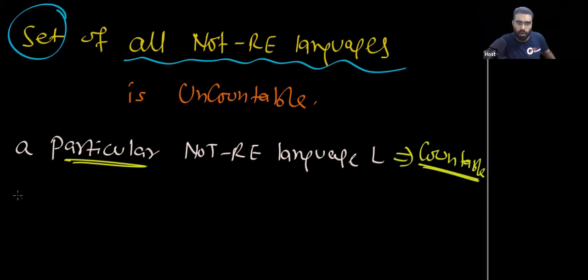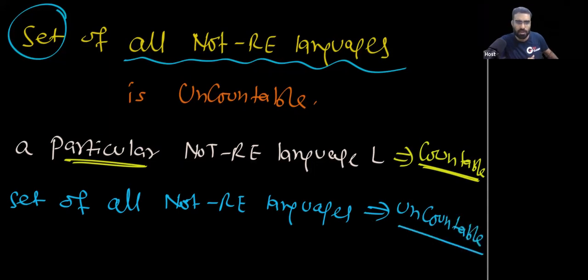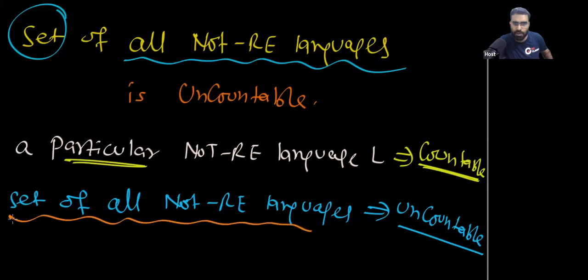But if you take the set of all not RE languages, that will be uncountable. That is going to be uncountable. So this difference you have to understand: a particular not RE language L will be countable, but the set of all not RE languages will be uncountable. Okay, is this clear? So very simple.